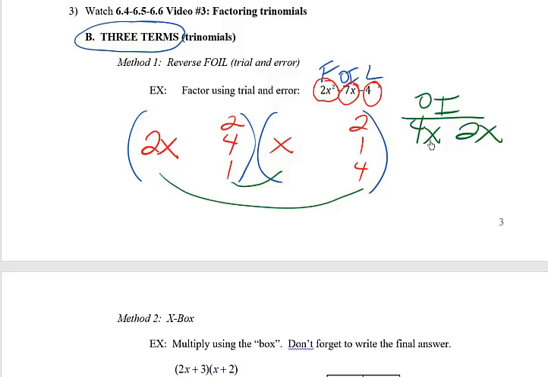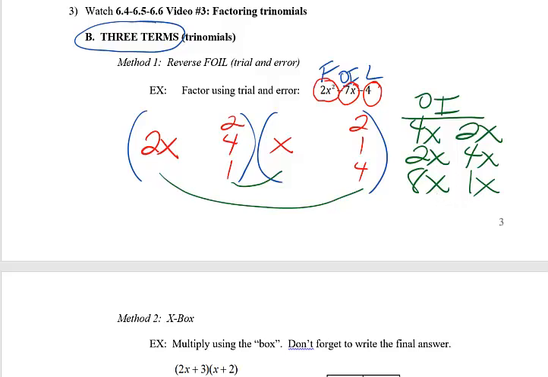I don't think so. How about the middle row? Outer would be 2x times 1. Inner would be 4 times x. I don't think that's going to work. Bottom row, outer would be 2x times 4, 8x. Inner would be 1 times x, which is 1x. And as soon as I get there, I think to myself, I'm pretty sure I can make a 7 out of that.